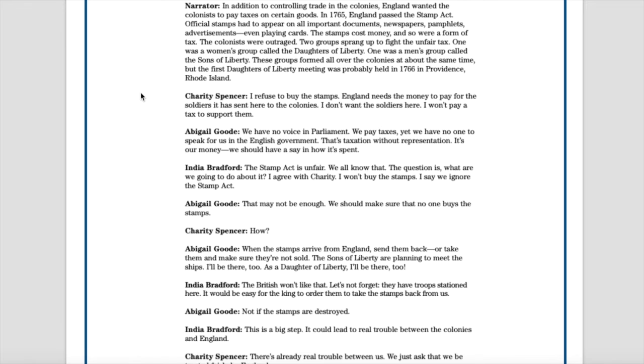Narrator. In addition to controlling trade in the colonies, England wanted the colonists to pay taxes on certain goods. In 1765, England passed the Stamp Act. Official stamps had to appear on all important documents, newspapers, pamphlets, advertisements, even playing cards. The stamps cost money, and so were a form of tax. The colonists were outraged. Two groups sprang up to fight the unfair tax. One was a women's group called the Daughters of Liberty. One was a men's group called the Sons of Liberty. These groups formed all over the colonies at about the same time, but the first Daughters of Liberty meeting was probably held in 1766 in Providence, Rhode Island.